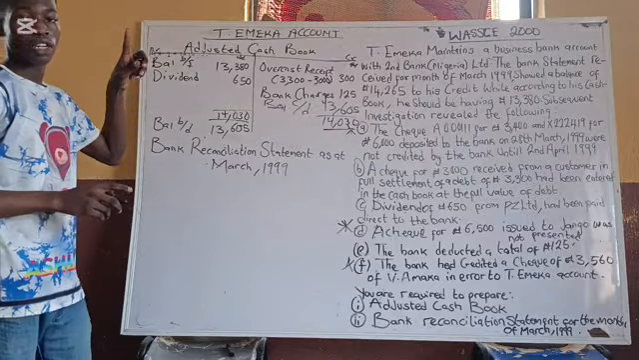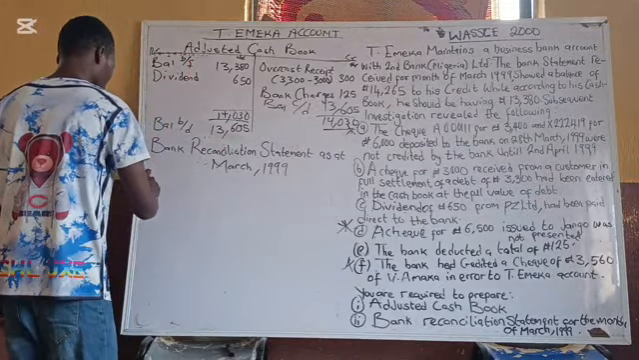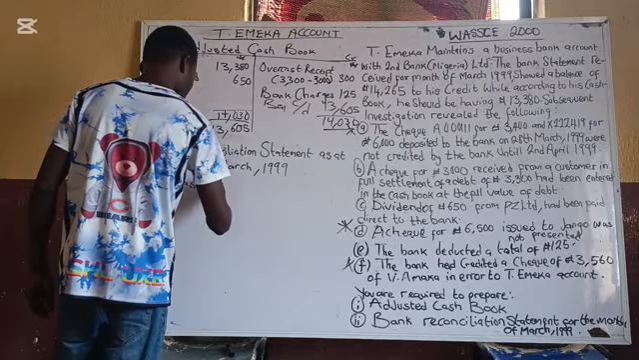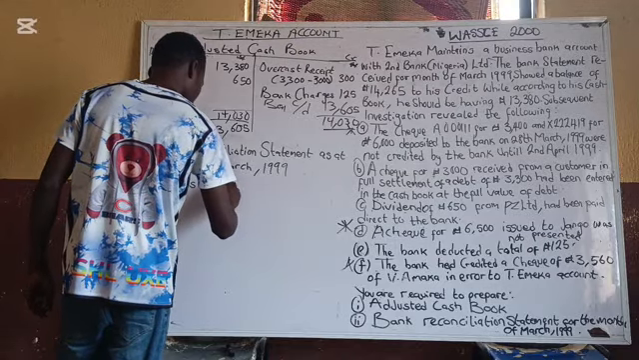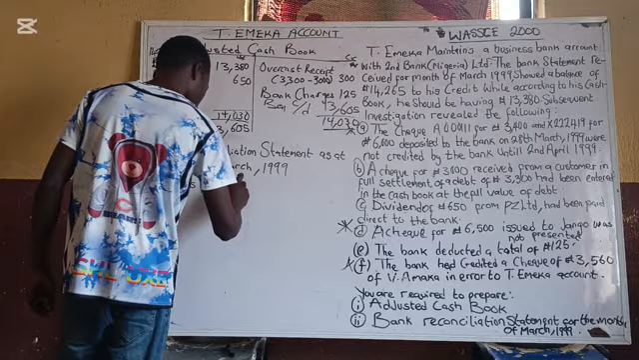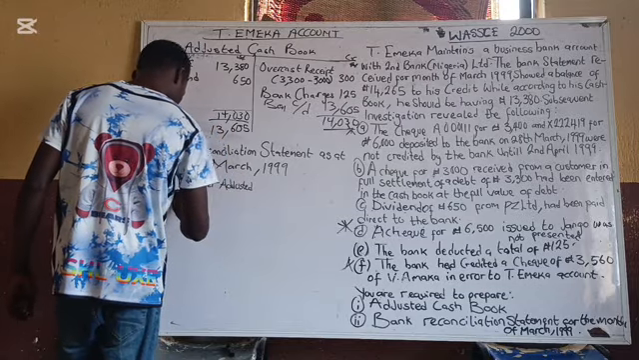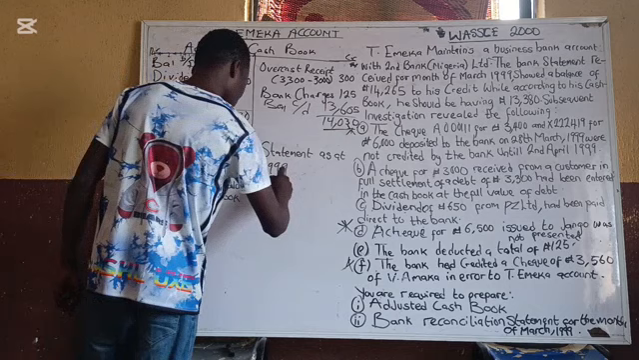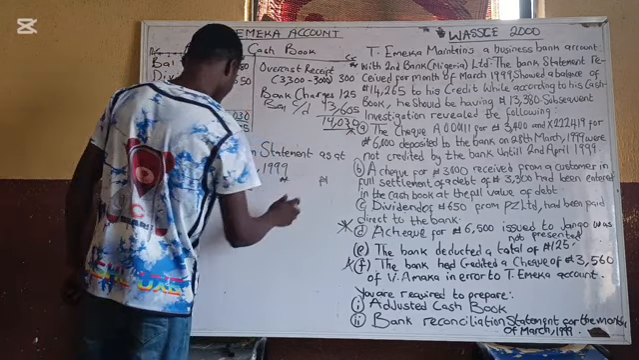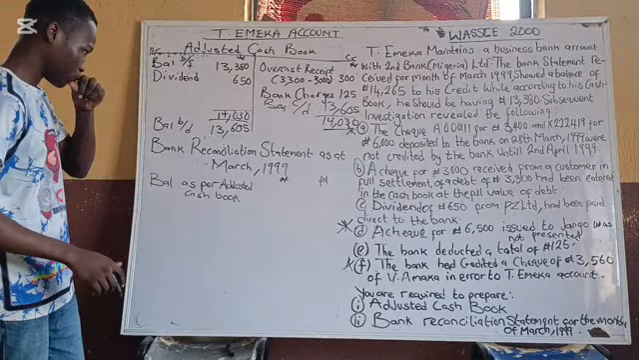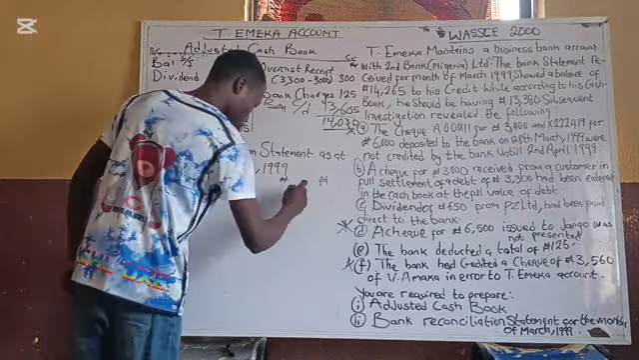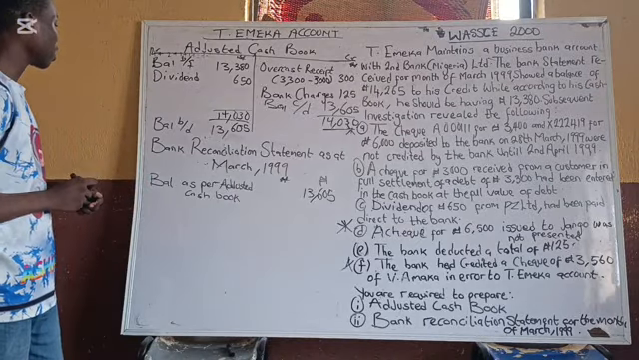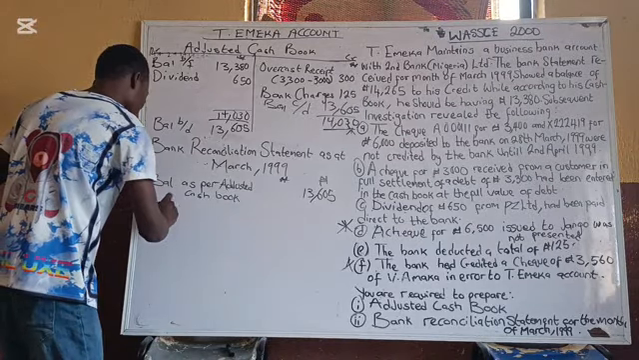Now we are starting with balance as per adjusted cash book. So we write balance as per adjusted cash book. So don't forget the naira sign on both sides. So the balance as per adjusted cash book, sorry, is 13,605. Now the next one, what are you going to add to balance as per adjusted cash book?